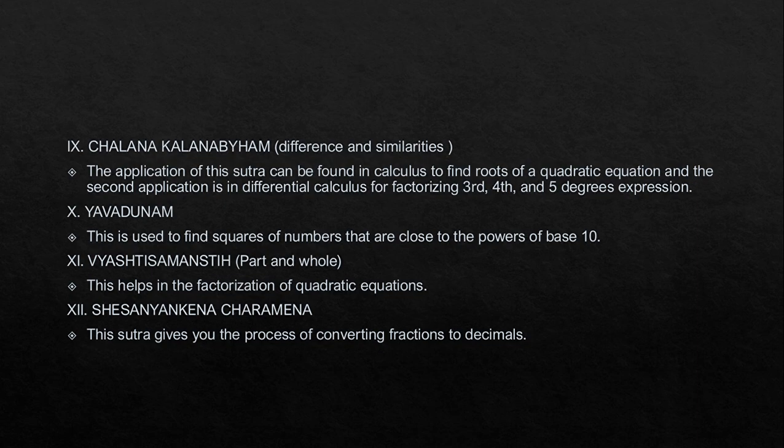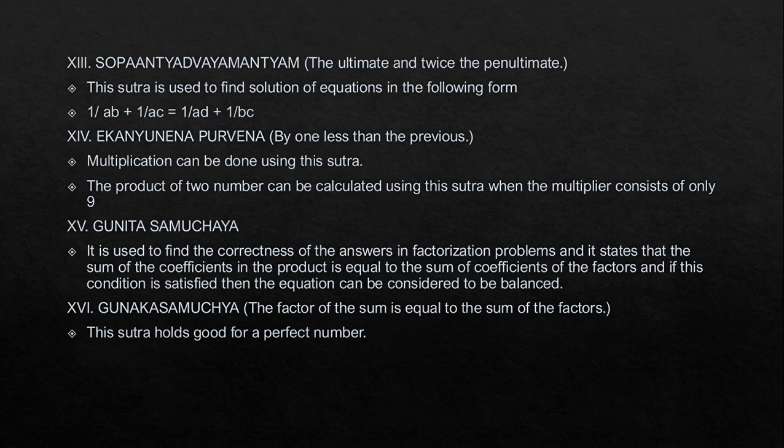It helps in factorization of quadratic equations. Then we got Shesanyankena Charamena. This sutra gives you the process of converting fractions to decimals. Then we got Sopantyadvayamantyam, the ultimate and twice the penultimate. This sutra is to find equations like the one given below, which is 1 by AB plus 1 by AC is equal to 1 by AD plus 1 by BC.